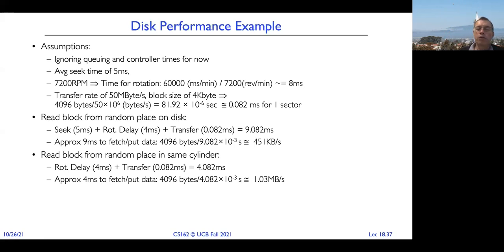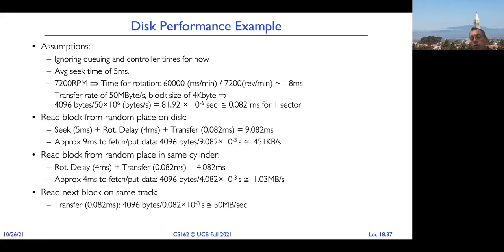If you read the block from a random place in the same cylinder, then you don't need to incur the seek time. So now the latency is only 4.08 milliseconds, which means that the data rate is 1 megabyte per second.